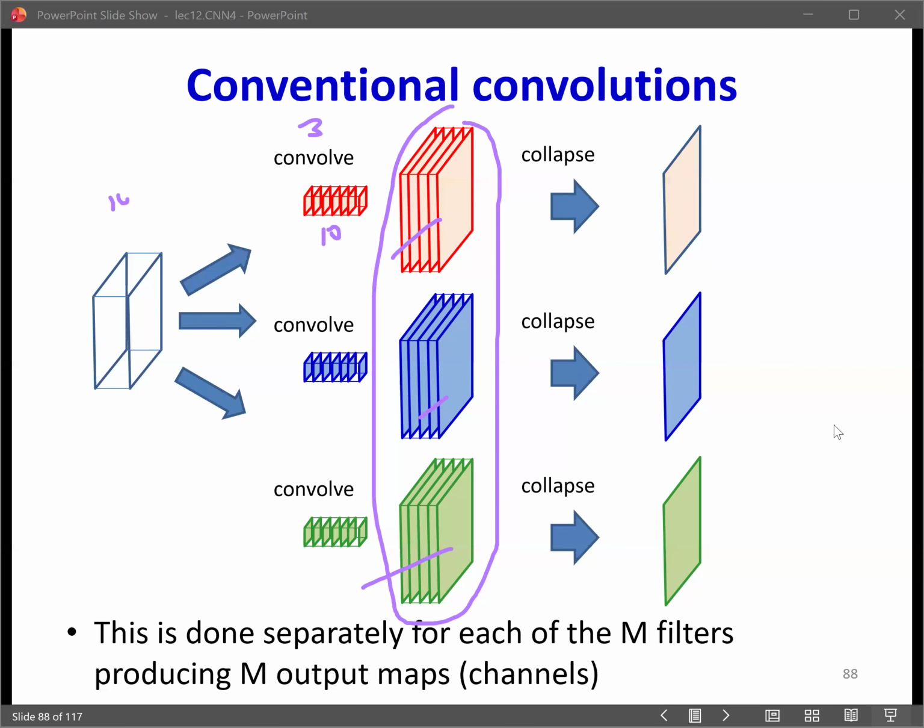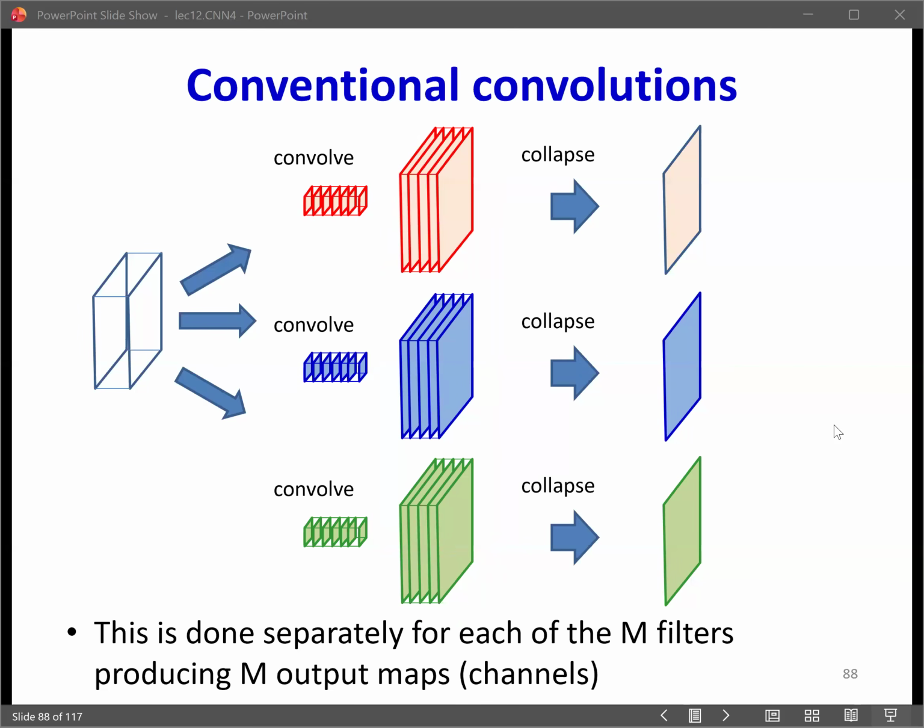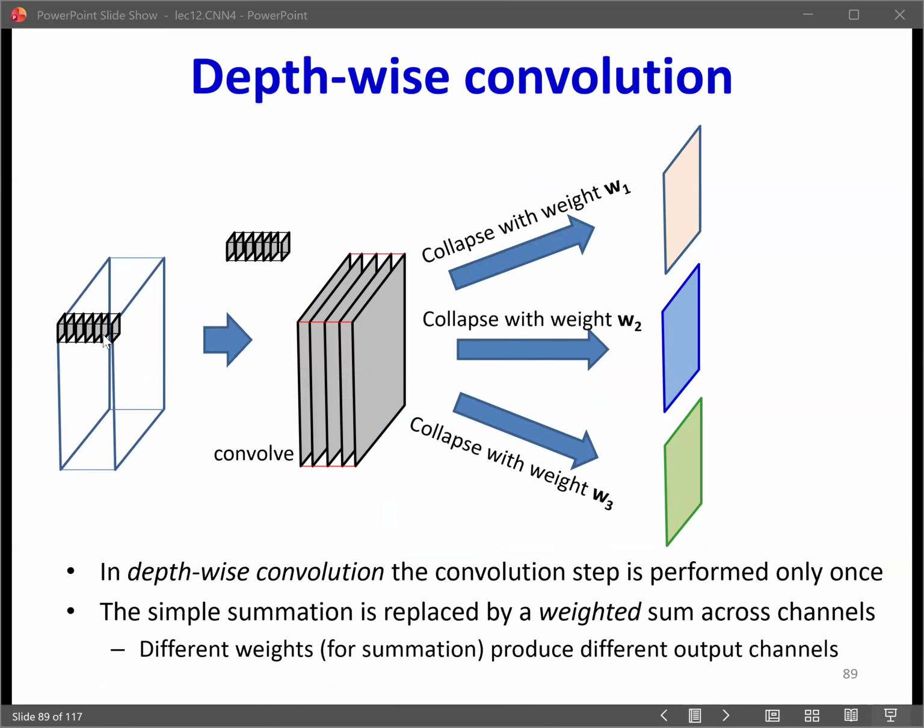So depth-wise convolution cheats a bit. Instead of having each channel of every filter be different, I'm going to have one filter and I convolve the input with this filter. The convolution is going to give me as many channels as the number of channels in the filter or the input.